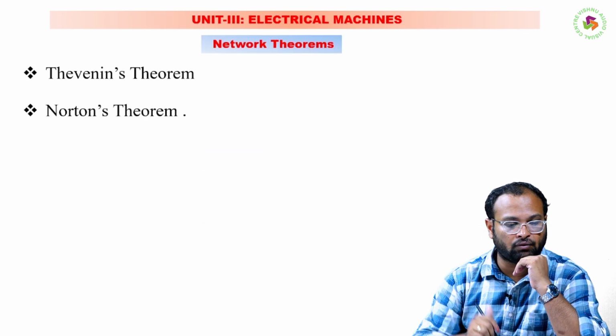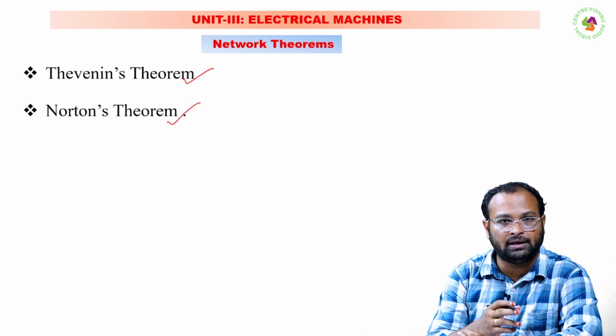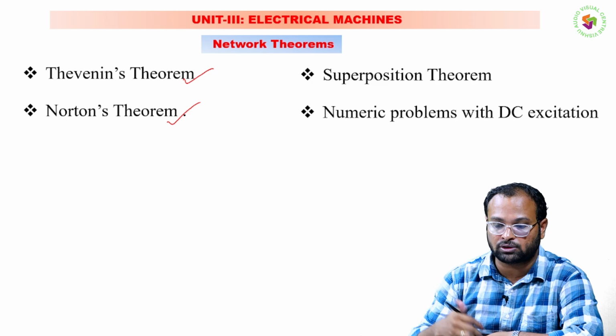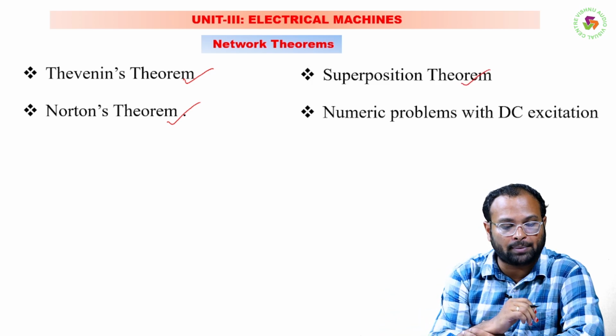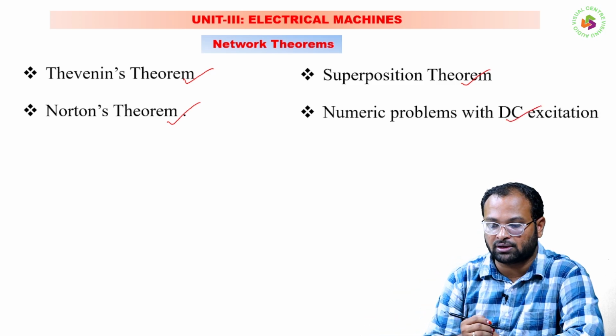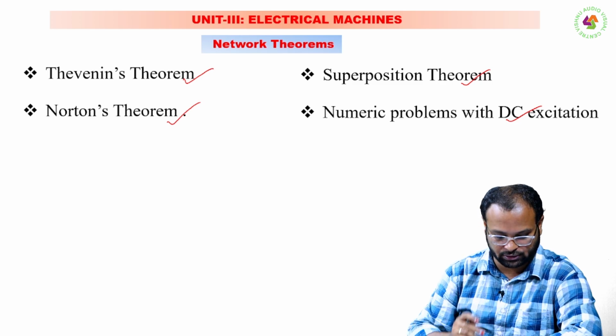The theorems involve Thevenin's theorem and Norton's theorem. These two theorems mainly we will see in the syllabus, and the superposition theorem is one more theorem which we will discuss. So these three theorems we are going to discuss in this chapter, and some numerical problems on these theorems with DC excitation. The same theorems we will also do practically in our lab sessions.